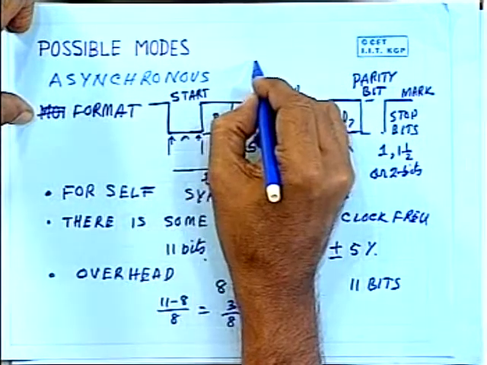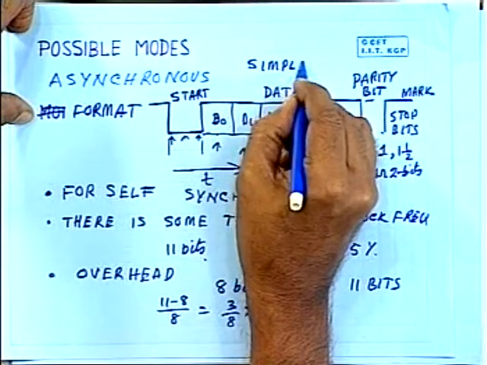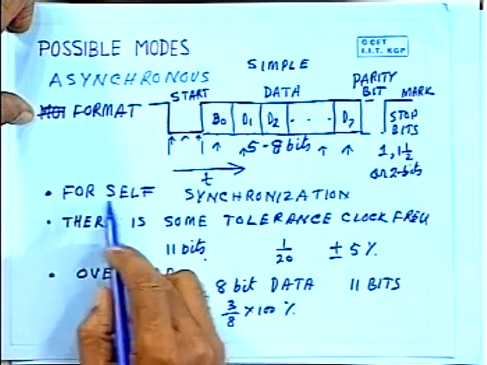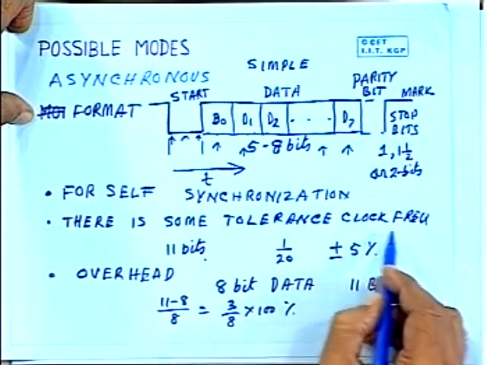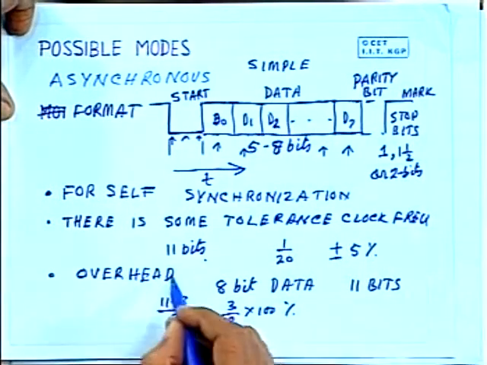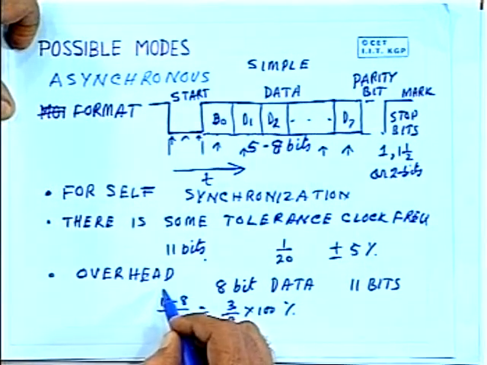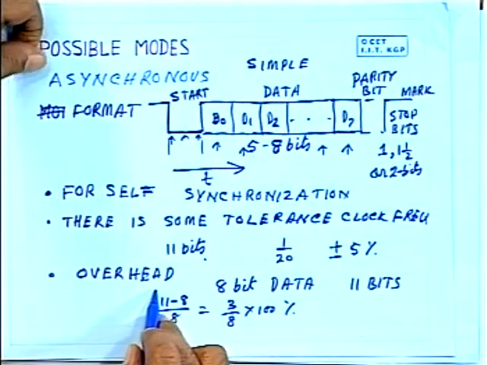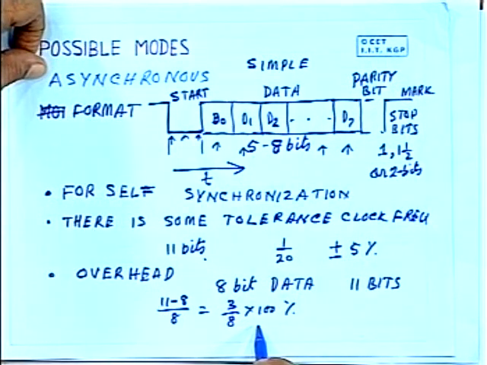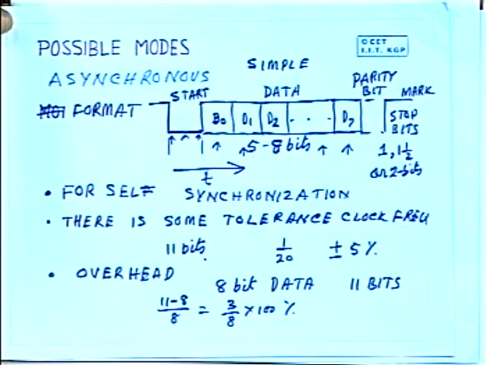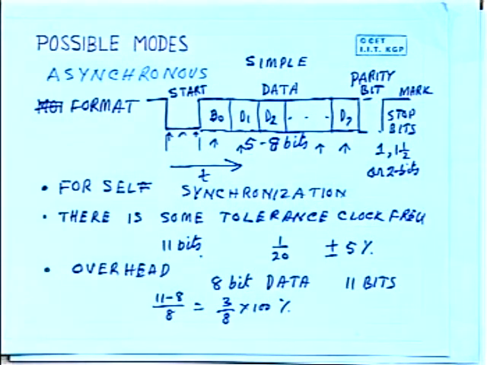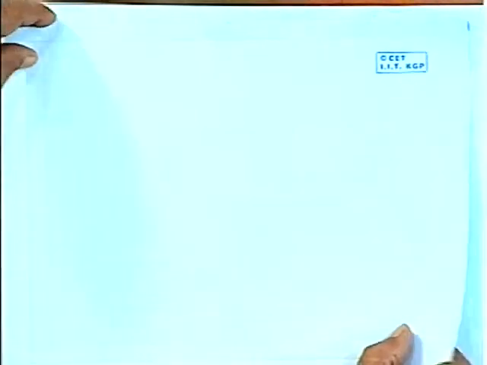Although this is simple to implement, it has some limitations and some advantages as well. The main advantage is self synchronization, and the second advantage is the tolerance in clock frequency. However, you are paying for that. The payment that you are making is the high overhead for asynchronous mode. If you don't want to accept this inefficiency, then you have to go for synchronous mode.